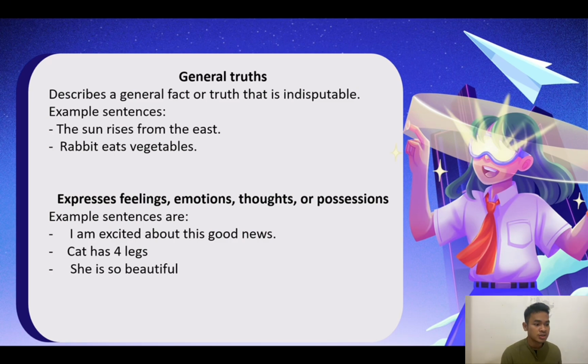Next is general truth. This describes a general fact or general truth that is indisputable. Example sentences. The sun rises from the east. Rabbits eat vegetables. And next, expressing feelings, emotions, thoughts, or possessions. Example sentences are: I am excited about this good news. The cat has 4 legs and she is so beautiful.